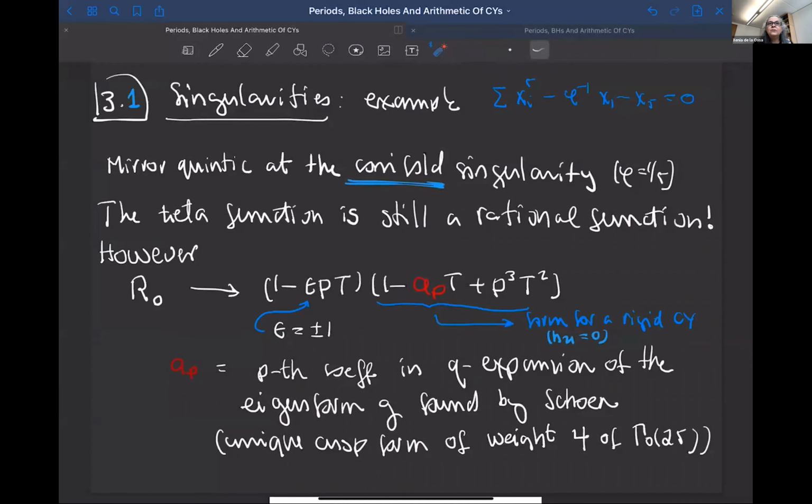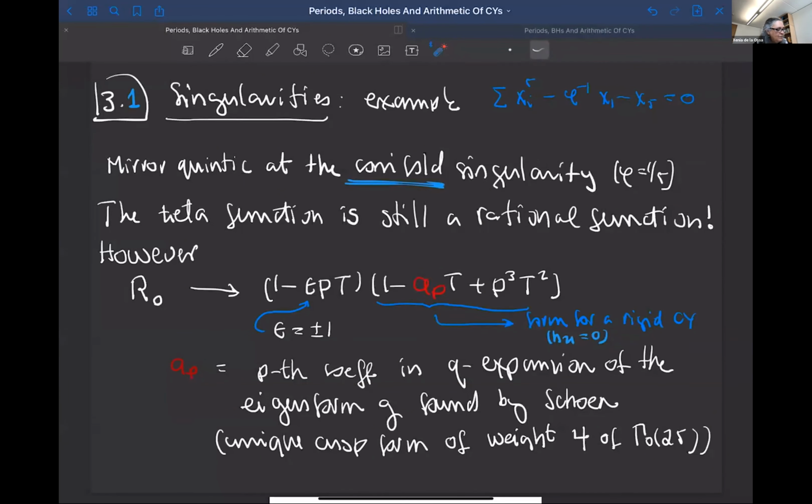As I also mentioned before, the zeta function is still a rational function, but the Weil conjectures are not true anymore. But you can compute the zeta function using the techniques that I mentioned earlier, though I didn't describe them. What you find is that R0, instead of being of degree 4, now becomes a polynomial of degree 3 that factorizes further into a linear factor and a polynomial of degree 2. Now you only have one coefficient, A_p, and what you find for the particular case of the quintic is that this A_p also has modularity.